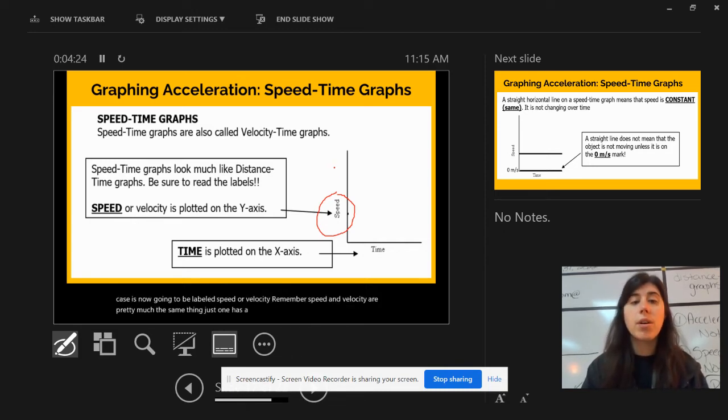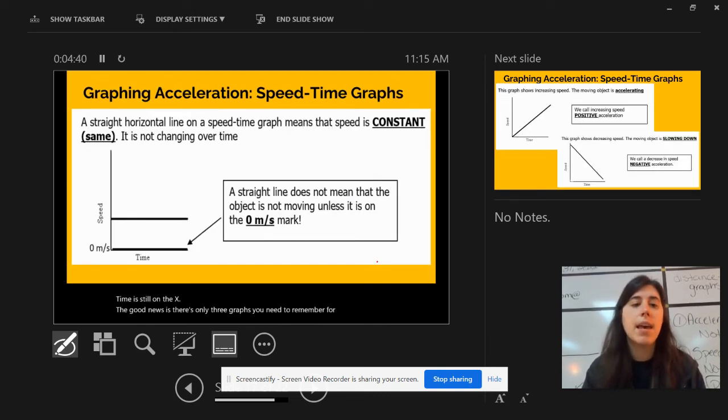So before you start answering questions about these graphs, read the axis. These look just like distance time graphs, but are completely different. Time is still on the x. The good news is there's only 3 graphs you need to remember for speed time graphs. And the first one we're going to look at is a flat line.